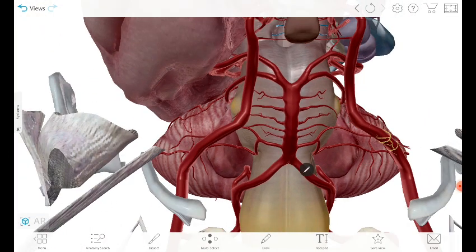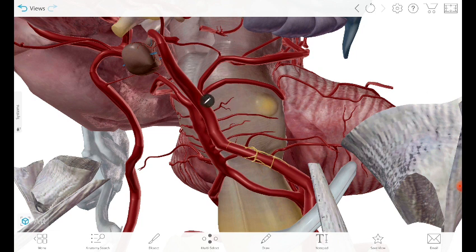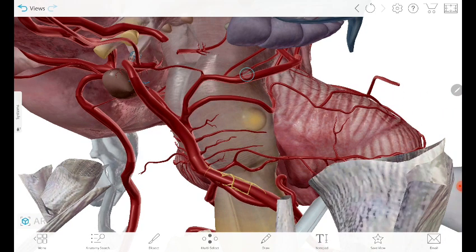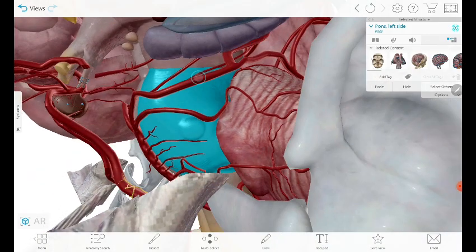So again reiterating what are these 5 branches. So first is the superior cerebellar artery. So this here is the superior cerebellar artery, and one is the posterior cerebral artery.